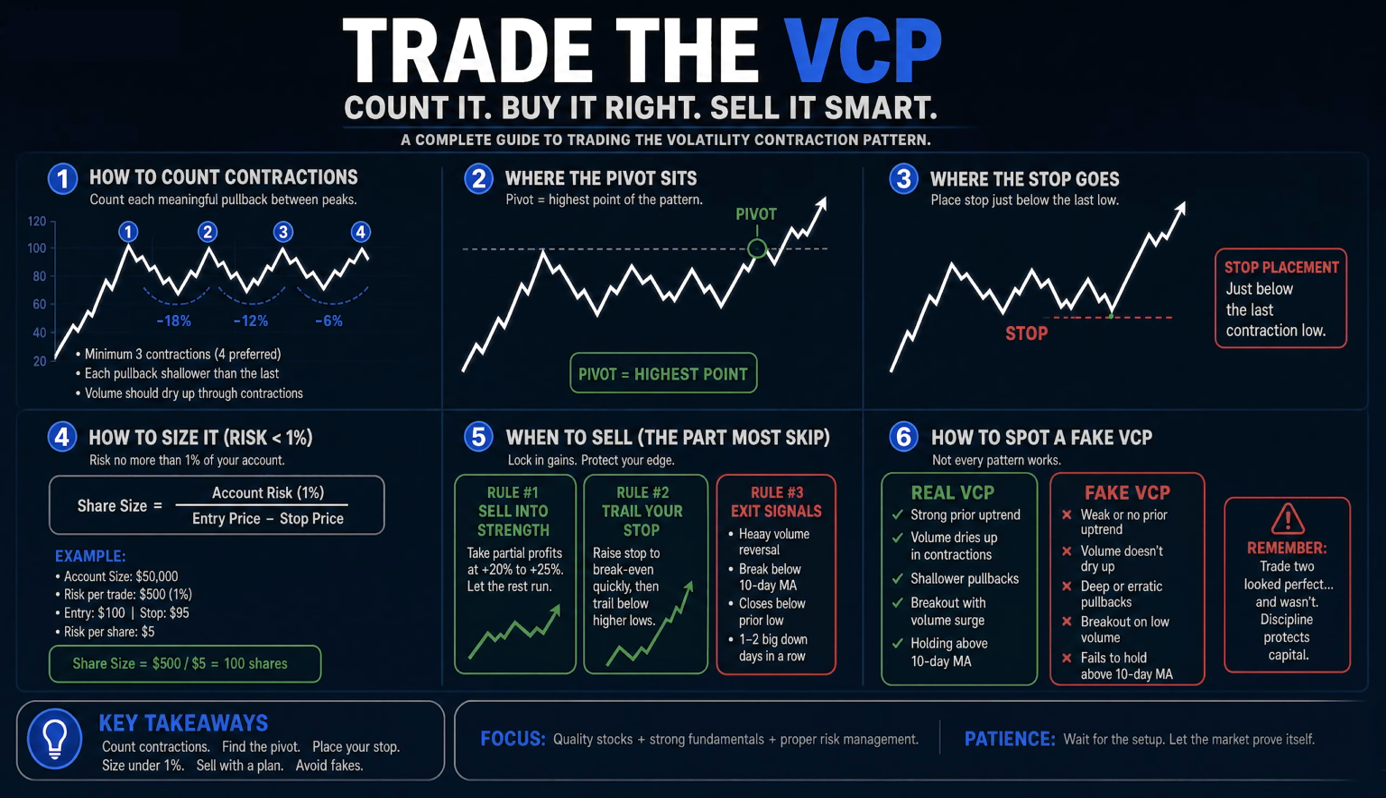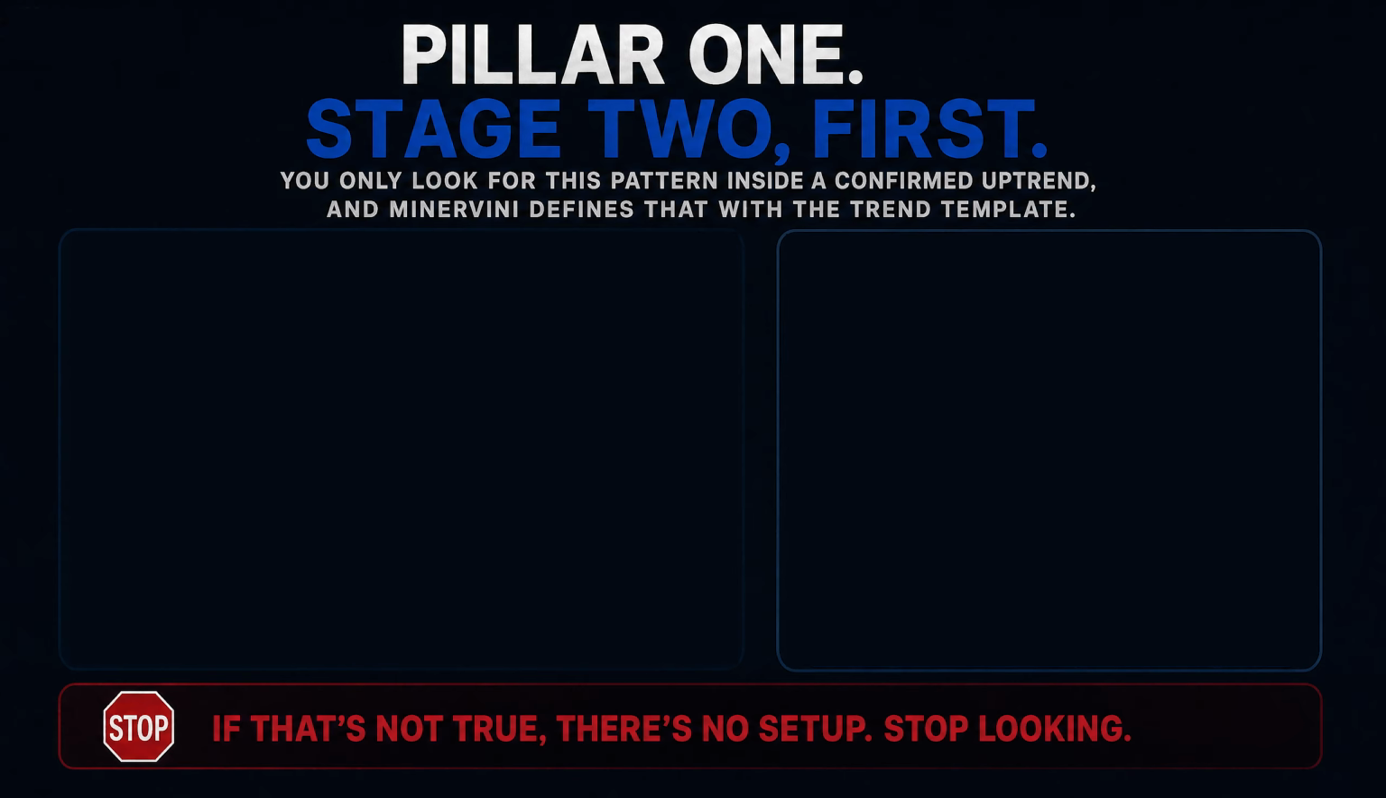So what is a VCP? Volatility Contraction Pattern. It comes from Mark Minervini, two-time United States Investing Championship winner, and the guy who averaged around 220% a year for 5 straight years. 4 pillars. Pillar 1, Stage 2, first.